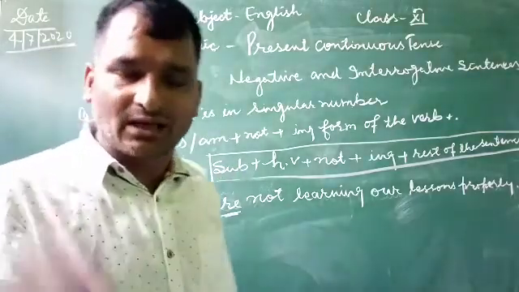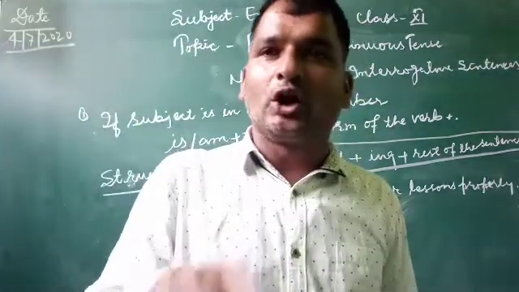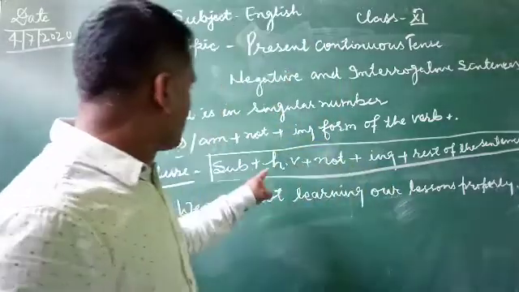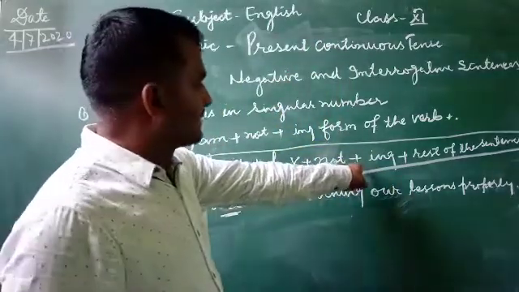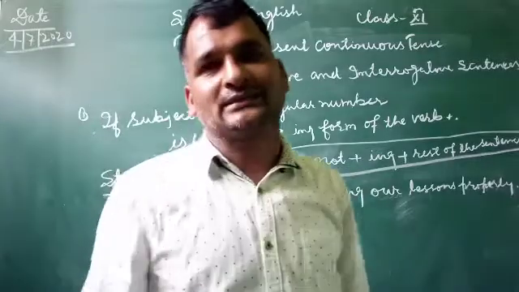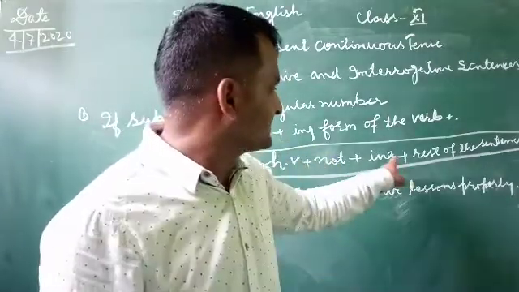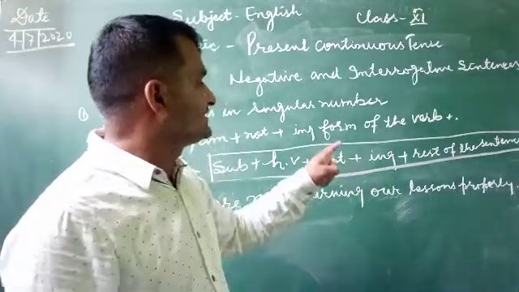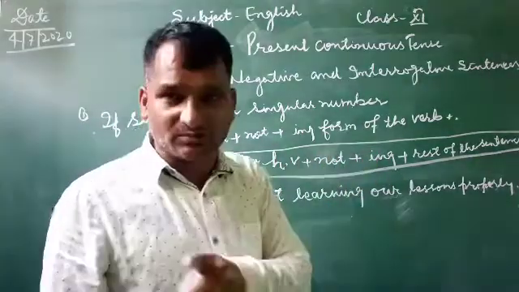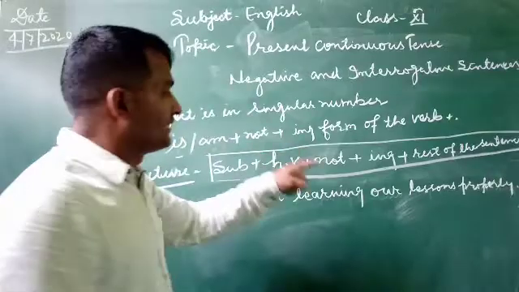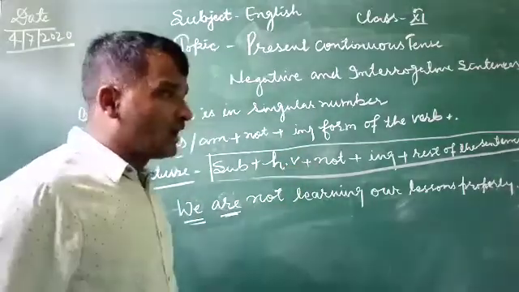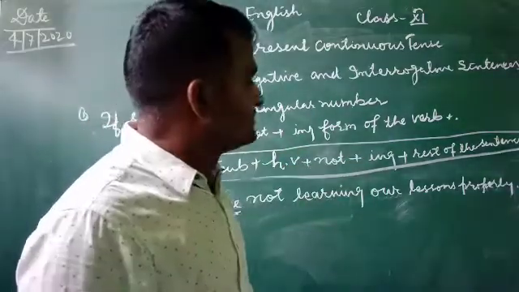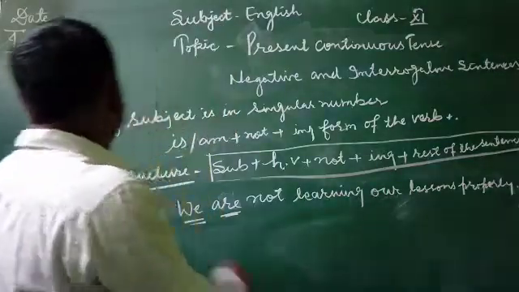Subject plus helping verb plus not. Not is used after the helping verb, and after that you have to attach the ing form of the verb. It means ing. Always remember this thing: ing is always attached with the first form of the verb. But my dear students, you have to know how we can add ing with the first form of the verb. I have already told you.